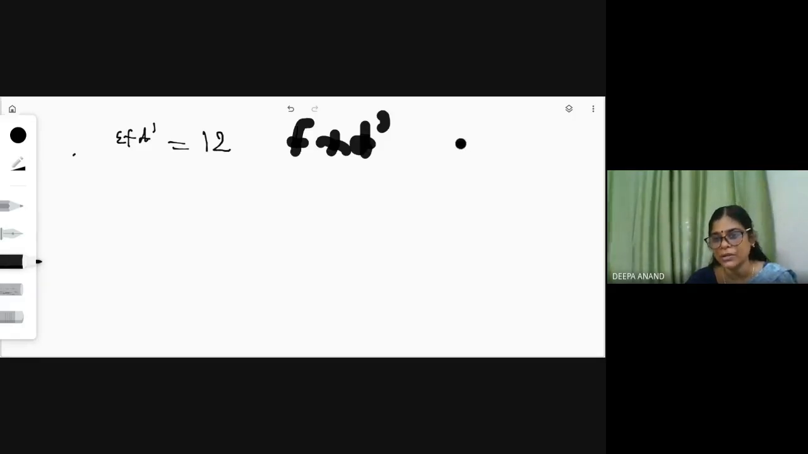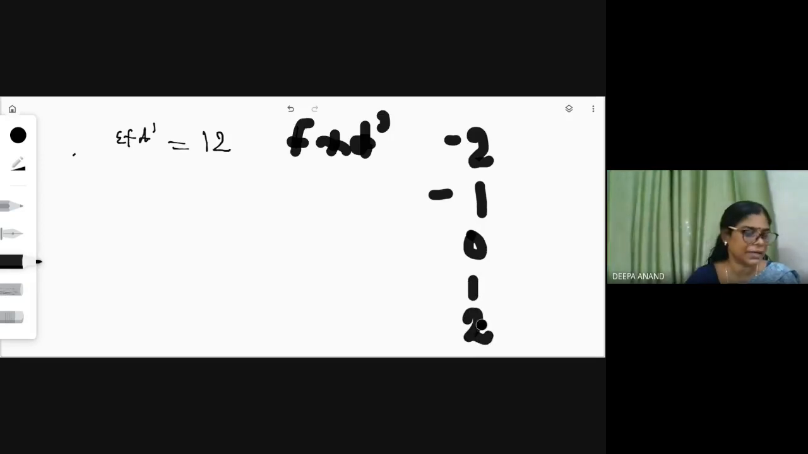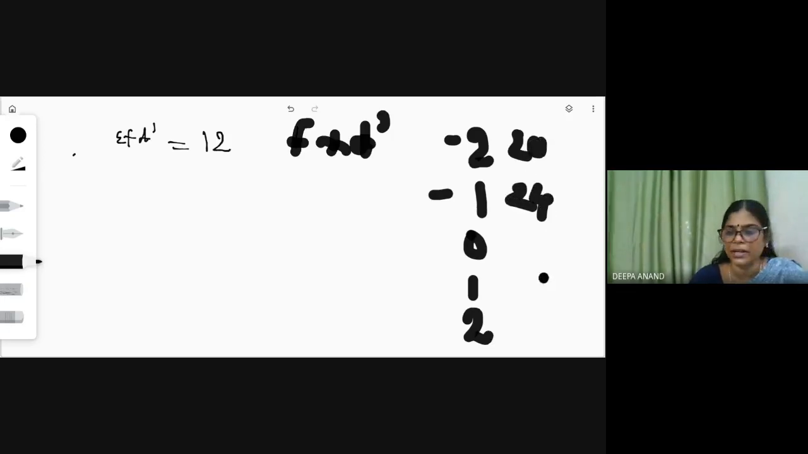So in the first case, your D dash is -2, then -1, then 0, 1, 2. How many classes were there? I think only this much. Okay. Then your frequencies were given as 20. Then the next frequency is 24, and the next is 40.